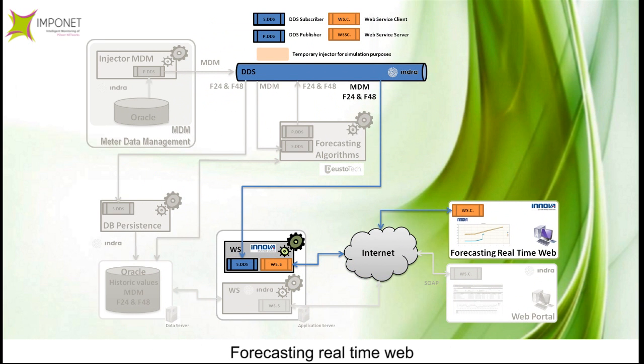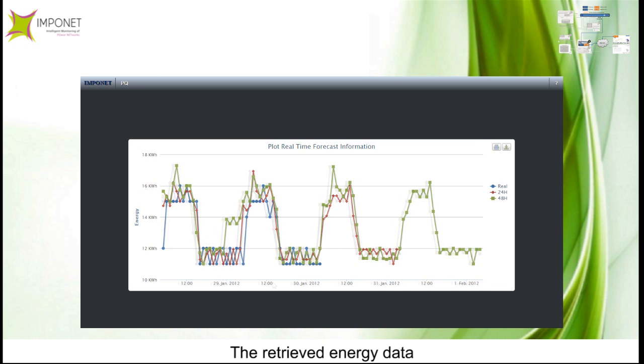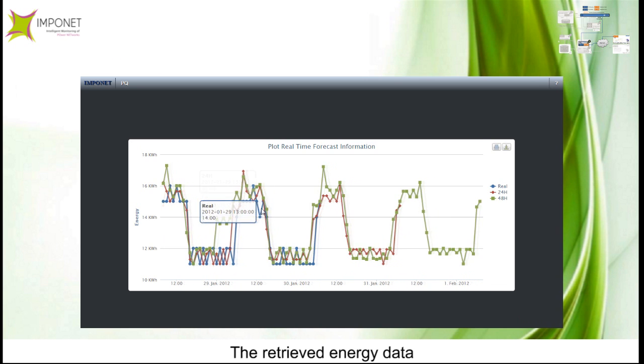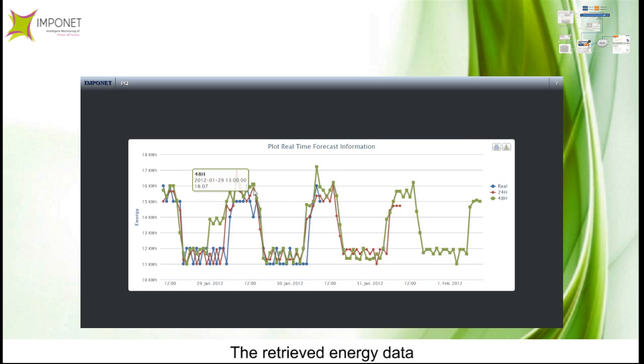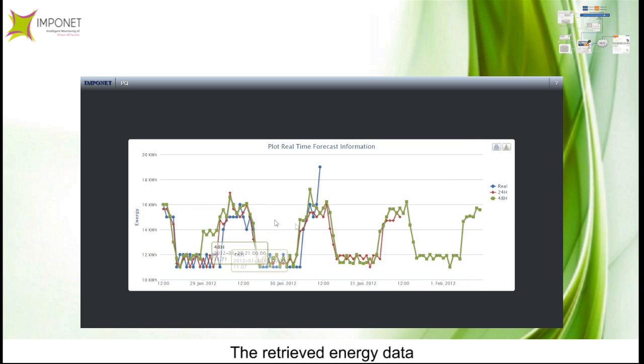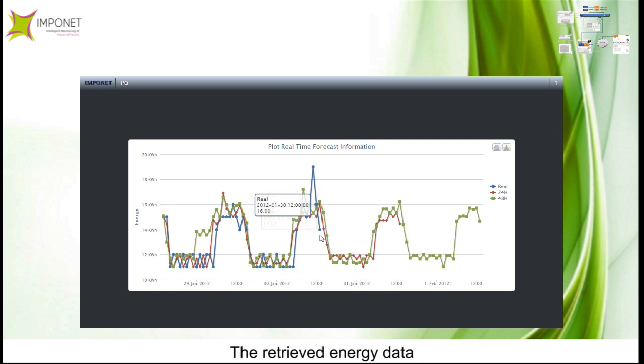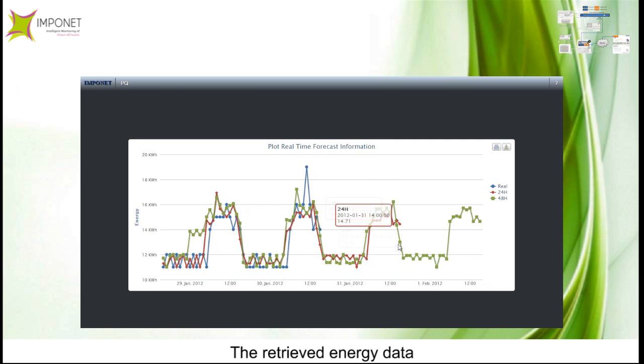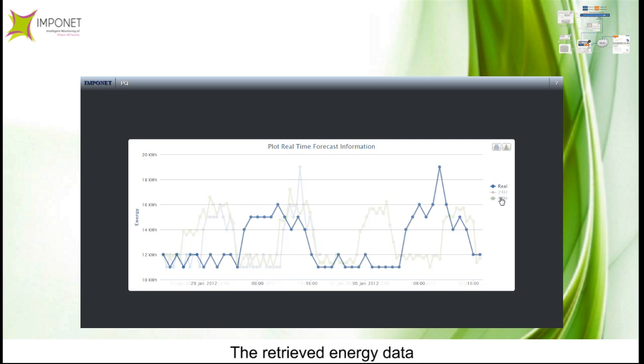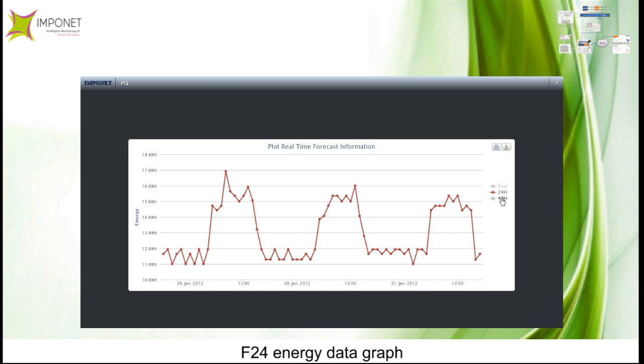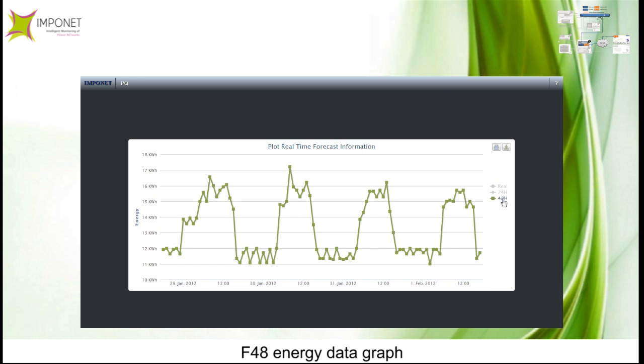The distributor will be able to visualize the real-time data as well as the 24 and 48 hours of forecasted data in a real-time website that has been developed in this project. In order to do this, the website is connected to 3 subscribers, one for the real MDM data and the other 2 for the 24 and 48 hours of predicted data. These subscribers are constantly listening to the energy data, and as soon as the energy data is received through the DDS bus, it is displayed in the dynamic chart web.